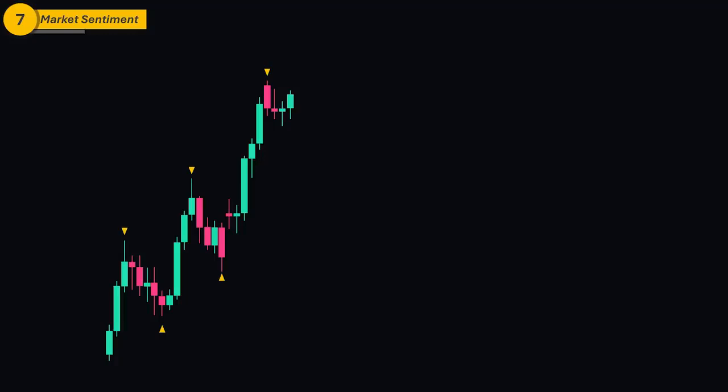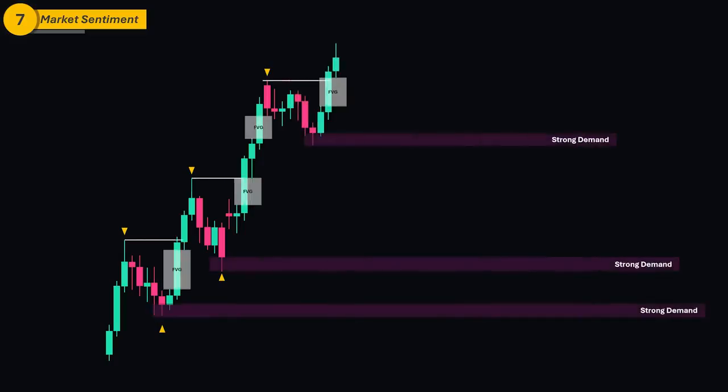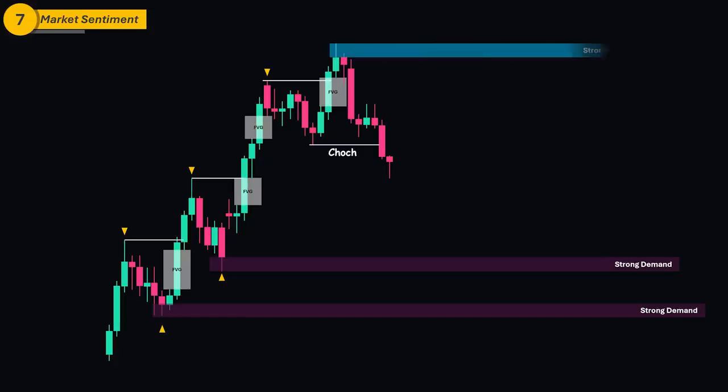Imagine the market is in an uptrend, forming a series of higher highs and higher lows. Each time price breaks structure to the upside with fair value gaps, a strong demand zone is created. These demand zones remain unmitigated until price revisits them, offering ideal opportunities to trade with the dominant trend. However, if the price breaks below a strong demand area, it forms a change of character. This signals two key things. First, supply has taken control over demand, and second, a new valid supply area has been established.